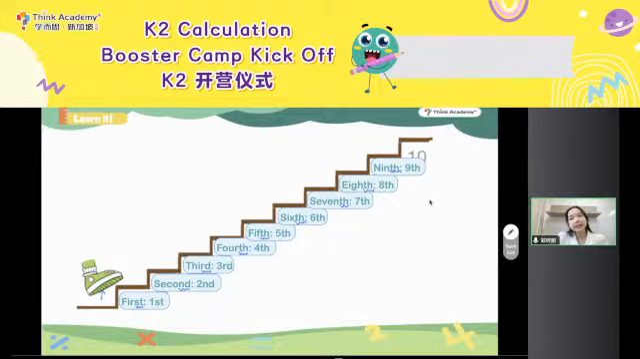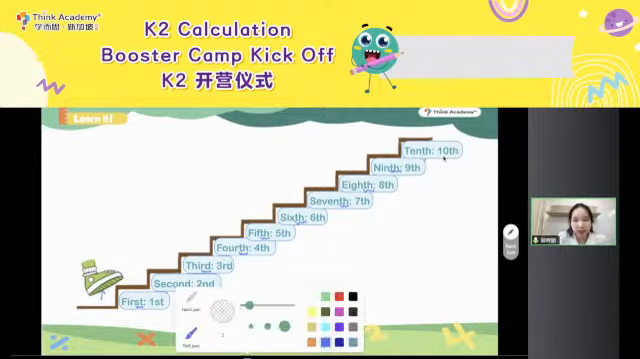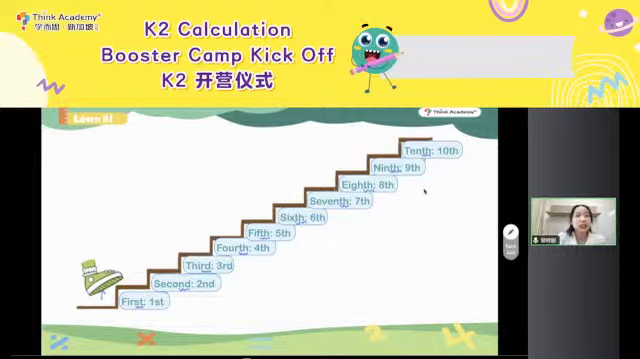Let's continue to the number 10 step. So for the number 10 step, what can we call them? It is called the 10th. And it is basically number 10 and adding the th as the tail. How can you write the short form of it? 10 as the number, adding th. So it's still th, taking from here.